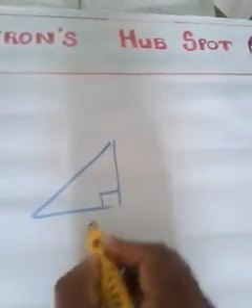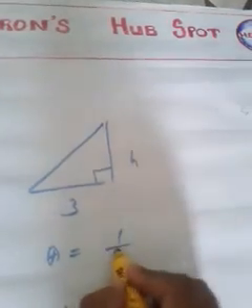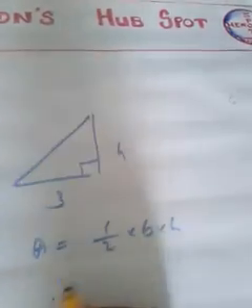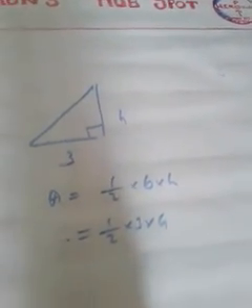I was wrong. Actually, we can apply this half into bh formula in every triangle if the base and height are given. For example, I will show you. This is a right triangle with 90 degrees, and base is 3 and height is 4. Then area is half into base into height, half into 3 into 4. In that way we can calculate.